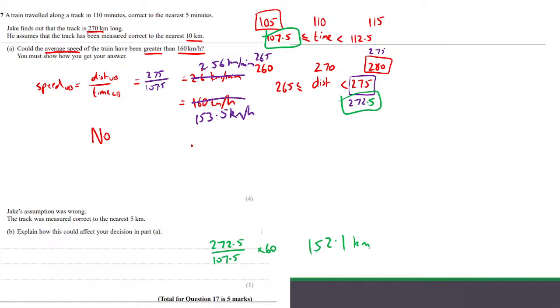(152.1 kilometers per hour). So how does that affect your decision? It doesn't. Okay, because it still can't get to there.